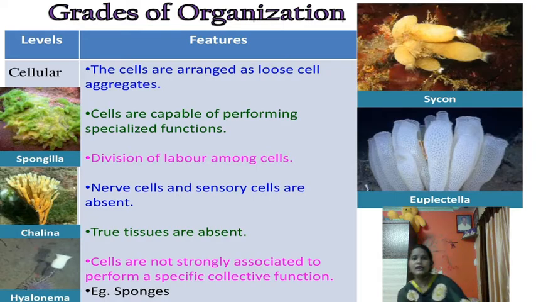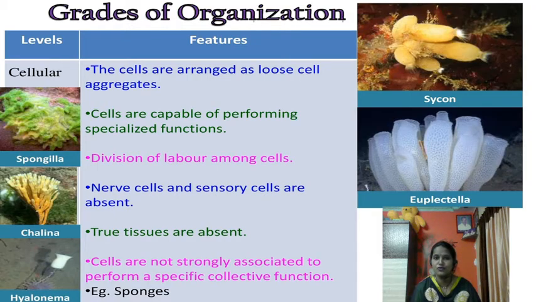These are the organisms, most of them sponges. The cells are arranged as loose cell aggregates. Cells are capable of performing specialized functions. Division of labor is observed among cells. Nerve cells and sensory cells are absent in these animals. True tissues are also absent, as they are showing cellular grade of organization.